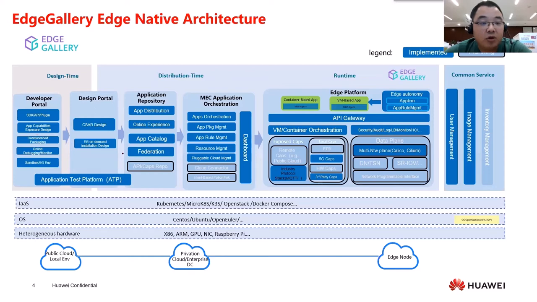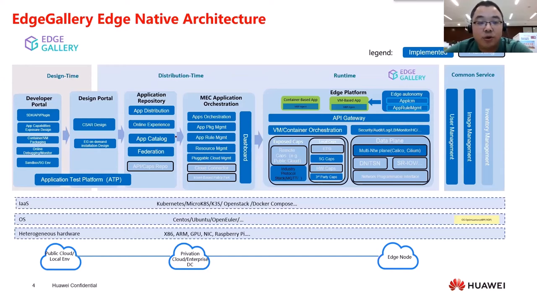We also have a design portal to design the applications, and we can also design the on-demand installation. After you have passed all the tests and integrated the application on our platform, you can go into the application repository. The application repository can do the application distribution between different application stores and between the application store and the MEO. We also have the online experience and the catalog federation, such capabilities or functions.